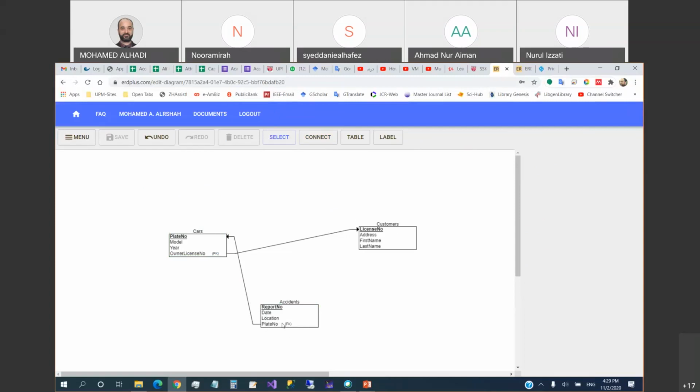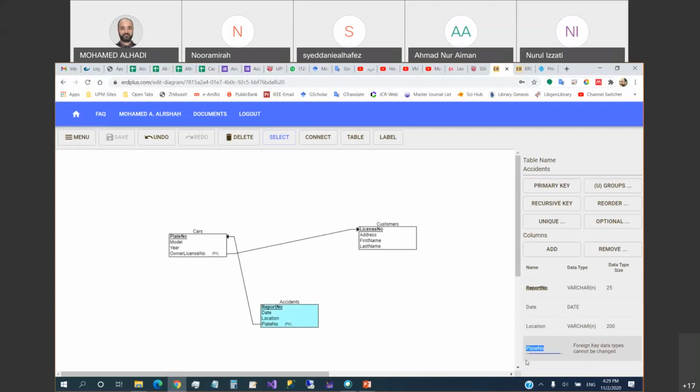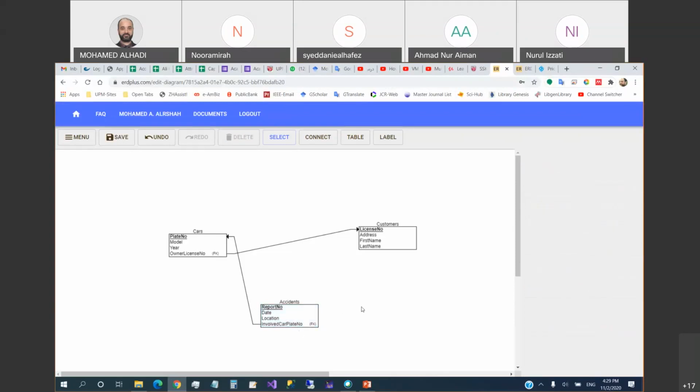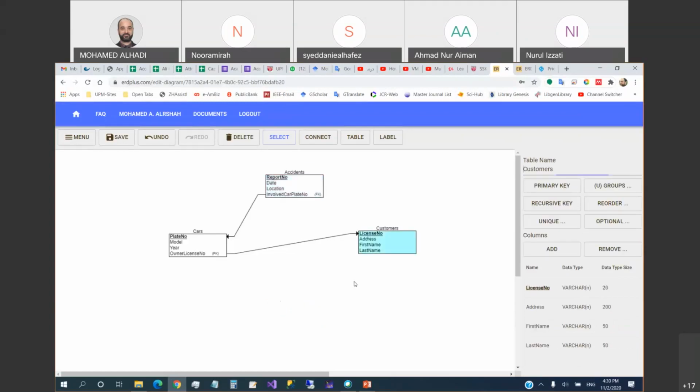So this one is a foreign key of the plate number. So in this case, how could it work? I mean, this plate number involves the car plate number. So this will create only one record for the accident for every car. If, let's say, the accident involves two cars, the accident will have multiple records, one record for each car.